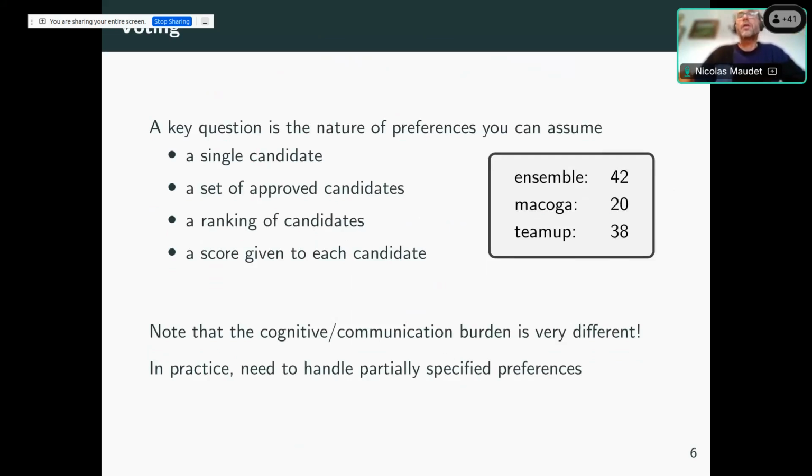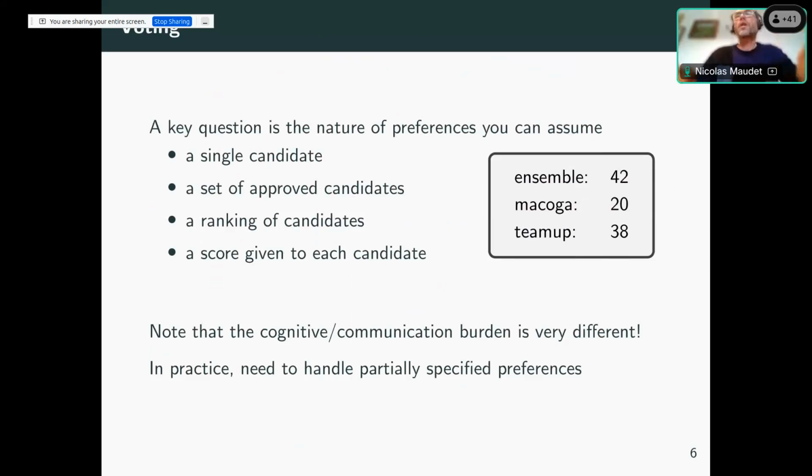So sometimes you cannot do that completely, and in practice you have to handle partially specified preferences, meaning that you only have, for instance, the top 3 candidates in your ranking, or that you just expressed some pairwise comparisons between options and things like that. That's a very important issue as well: you have to be able to handle partially specified preferences.